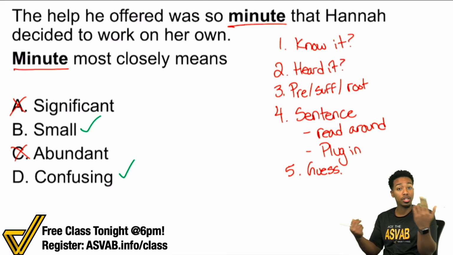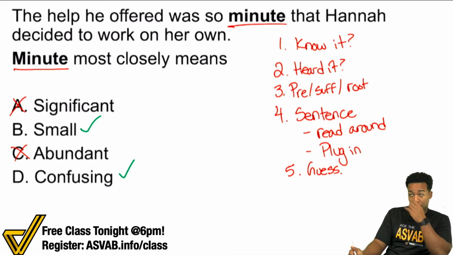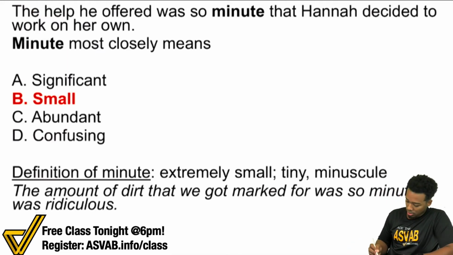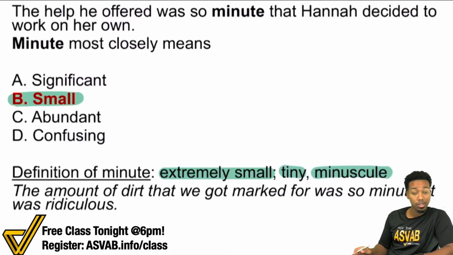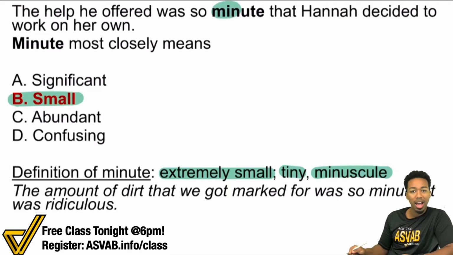And with word knowledge, again, you have to do this in 30 seconds. All right, cool. Now we have two words here. We have small and we have confusing. If you have to take a guess here, take a guess. But obviously, the best thing to do is to know the word itself. The answer here is B, small. And so the definition of minute is extremely small, tiny, minuscule. That is the word right there. And here, the prefix mini, even though there's no I at the end, would mean small in that case.